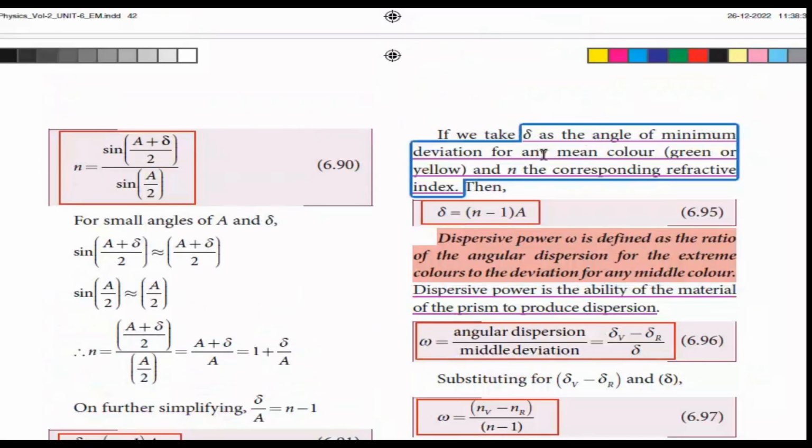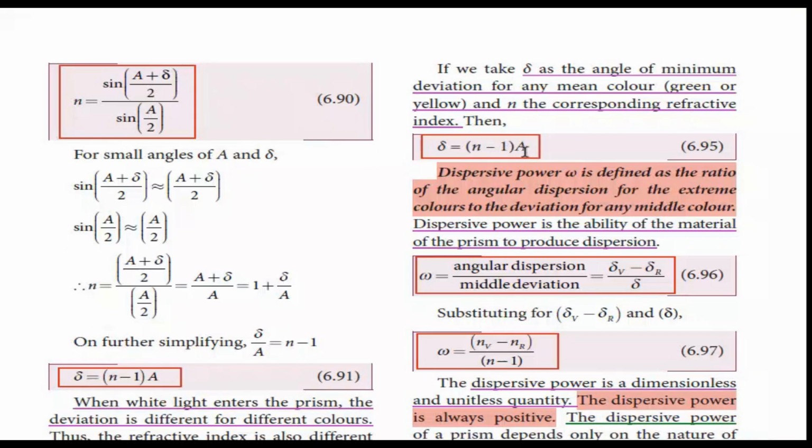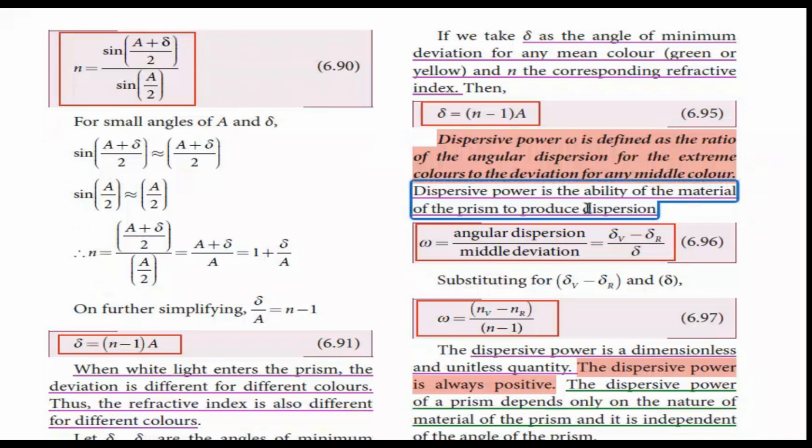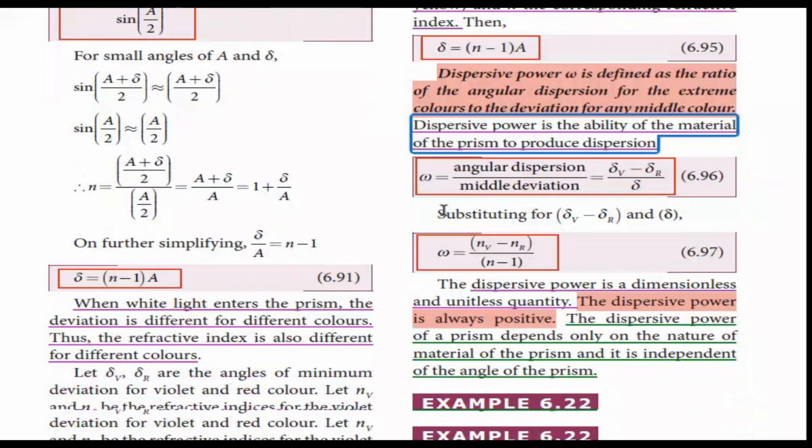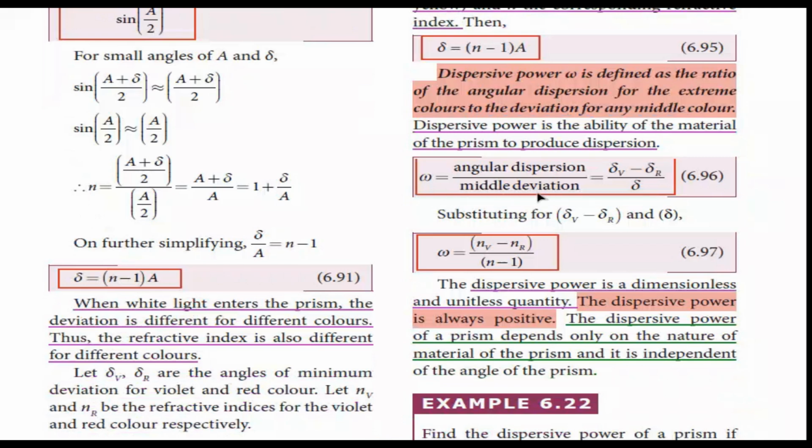If you take delta as the angle of minimum deviation for any mean color such as green or yellow, and n the corresponding refractive index, then delta can be written as (n minus 1) times A. The dispersive power omega is defined as the ratio of the angular dispersion for the extreme colors to the deviation for any middle color. So the dispersive power is the ability of the material of the prism to produce dispersion. So omega can be written as angular dispersion by the mean deviation, that is, delta V minus delta R by delta.